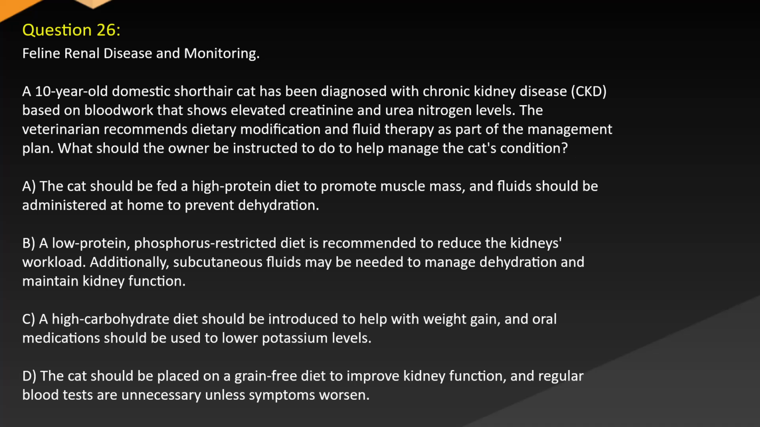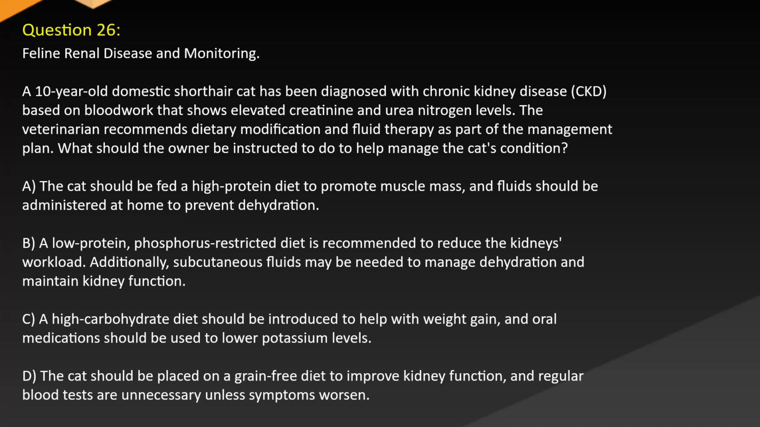A 10-year-old domestic shorthair cat has been diagnosed with chronic kidney disease (CKD) based on blood work that shows elevated creatinine and urea nitrogen levels. The veterinarian recommends dietary modification and fluid therapy as part of the management plan. What should the owner be instructed to do to help manage the cat's condition?